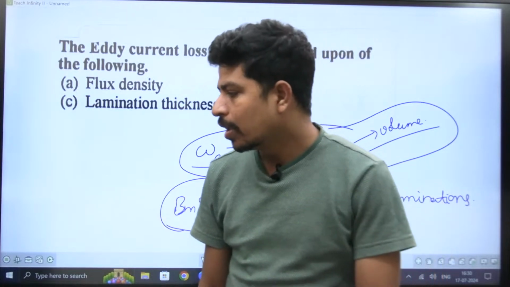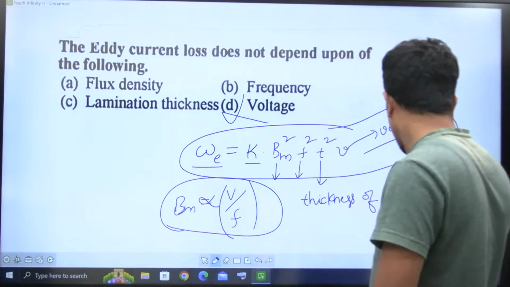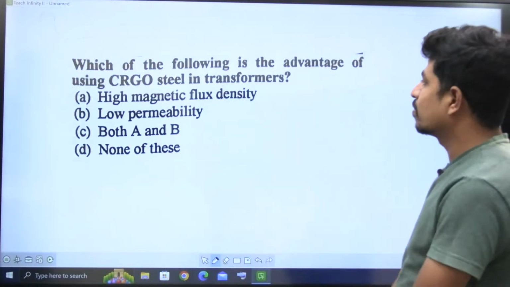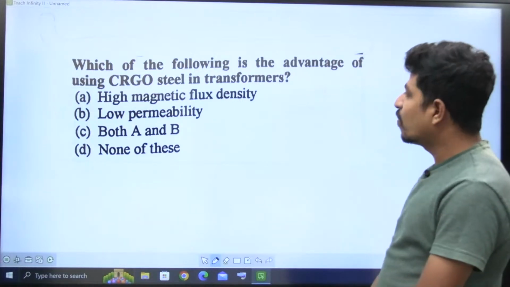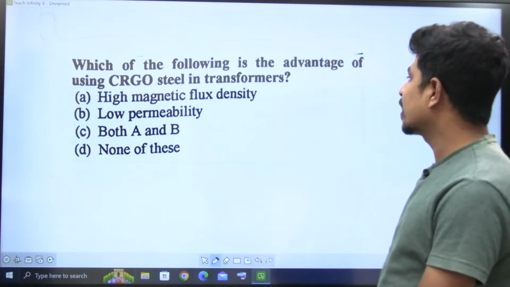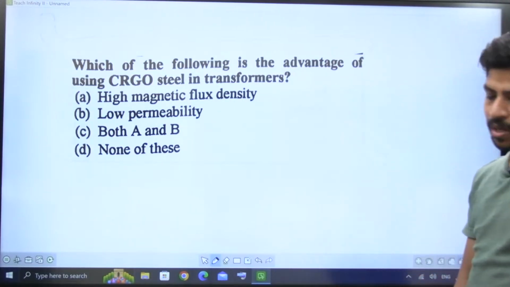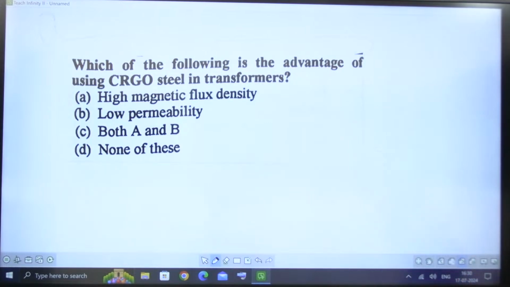Harika, good. And Achur Rock, good. Next question, please. Which of the following is the advantage of using CRGO steel in a transformer? Transformer core is made up of CRGO steel. What is the advantage of making the transformer core with CRGO steel? Please tell me the answer. What is CRGO? Cold rolled grain oriented steel.